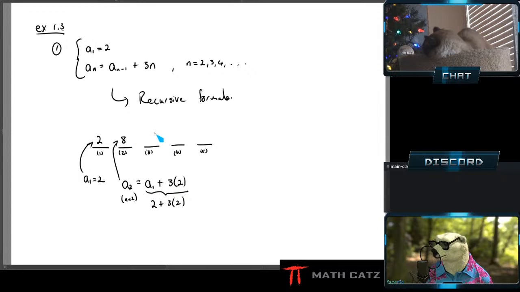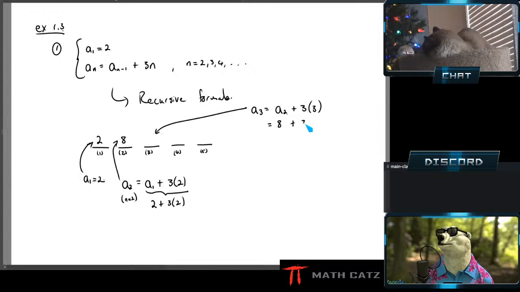Next one, let's look at it over here. Okay, so I am in position 3. I'm looking to find the term in that position. It's called A3. The formula says, well, in order for me to do that, I need to find A2 plus 3 times the position value of that current position, which is 3 as well. So I look to the previous term, 8, plus the 9, and I get a 17.